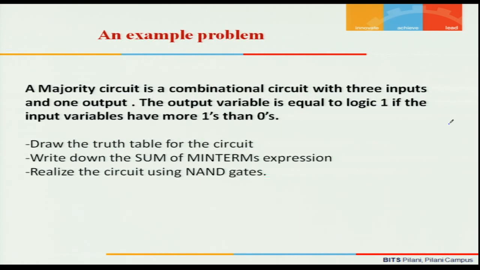So, let us take an example of a combinational circuit design. The circuit's functionality given here is a combinational circuit which is called a majority circuit. In this example, the circuit has 3 inputs and an output. It is a majority circuit, which means the output is equal to logic 1 if input variables have more 1s than 0s. Draw the truth table, write down the sum of min terms expression, and realize using 2 levels of NAND gates.